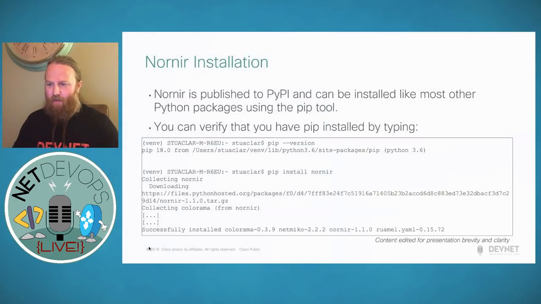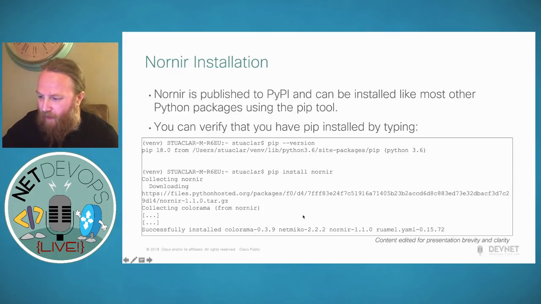As we talked about with NAPALM, how you install it with PyPI, this can be installed again. You do exactly the same thing that we mentioned before. You install it with pip. You'll see the version that I've put on my screen there as it's downloading here, and then you'll see all the other pieces that you get with it: Netmiko, Colorama, and then Ruamel YAML as well. All of these files download with the package, and you just install that on your machine, nice and simple.